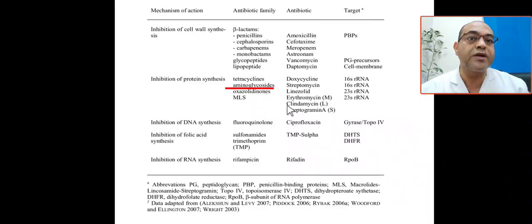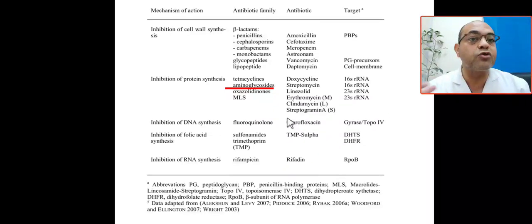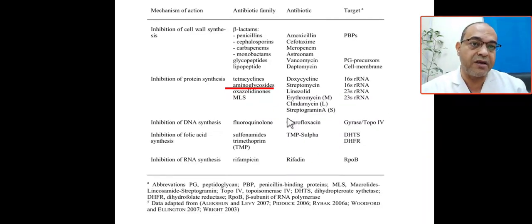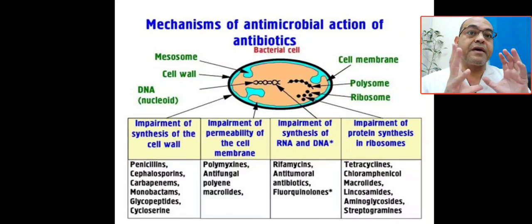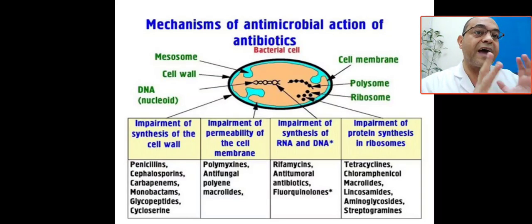This is also, it will inhibit what? Protein synthesis in the ribosome. Inhibit the DNA or the nucleic acid, DNA and RNA. Inhibit the folic acid synthesis, this is the sulfonamide, this is trimethoprim, and inhibit the RNA, rifampicin. This is also the summary of the mechanisms of antibiotic action.